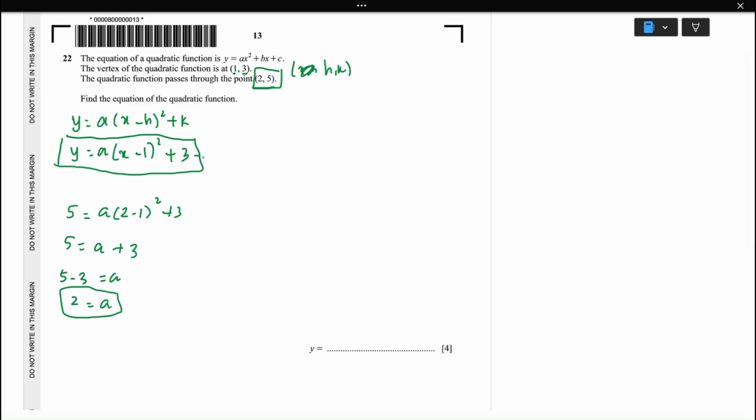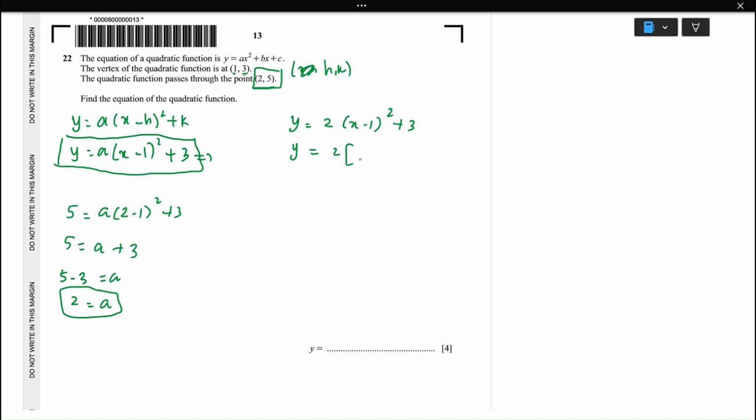Just I substitute this in the equation. So how it's going to be, y equal to 2 of x minus 1 whole square plus 3. Okay, so this is our vertex form. The final answer they asked, okay, y equal to ax square plus bx plus c. We need to leave the answer in that way. So I need to expand now.